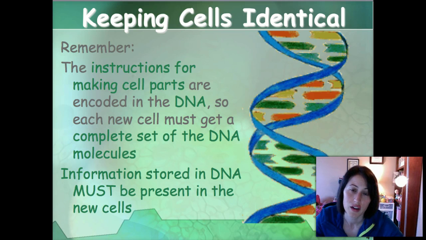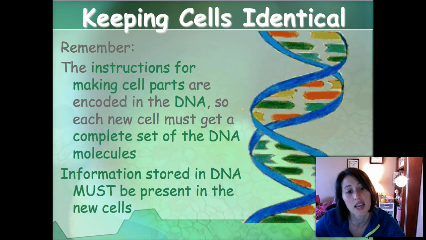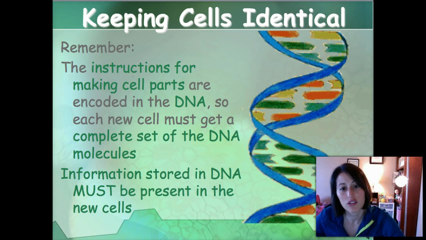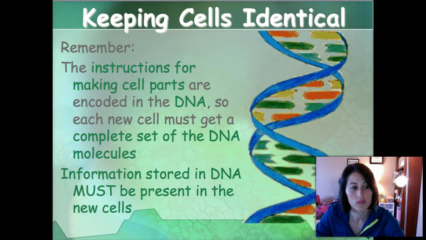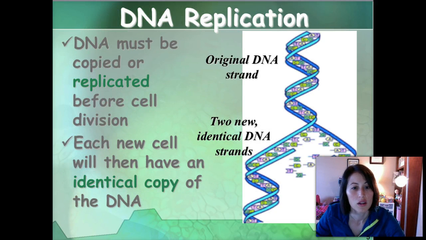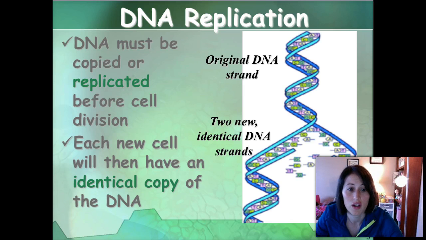Remember what we learned last year, that before cells can divide, they have to have DNA replication first because we have to keep those cells identical. If those cells aren't identical, it becomes a problem. So the instructions for making all the cell parts are encoded in the DNA, so every new cell has to get a complete set of the DNA molecules. And all the information stored in DNA must be present in every single new cell.